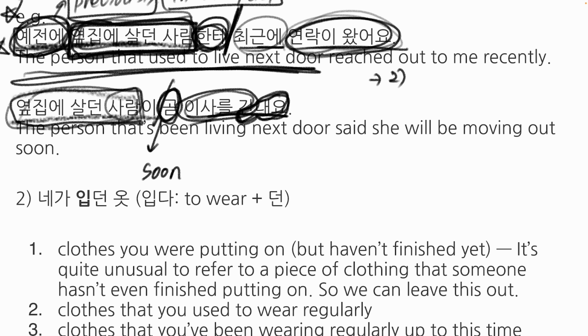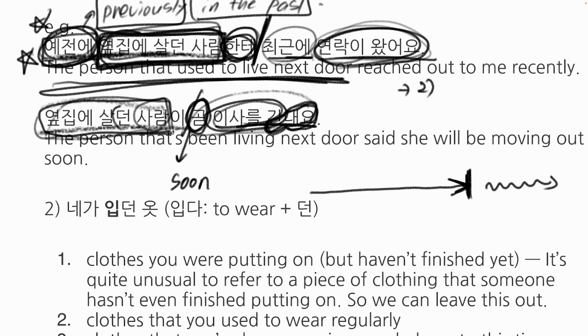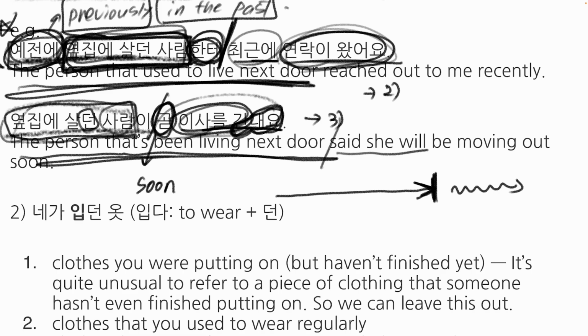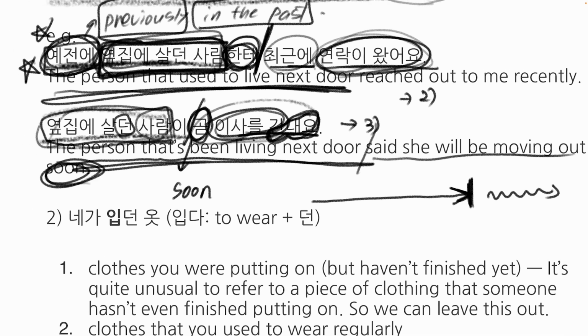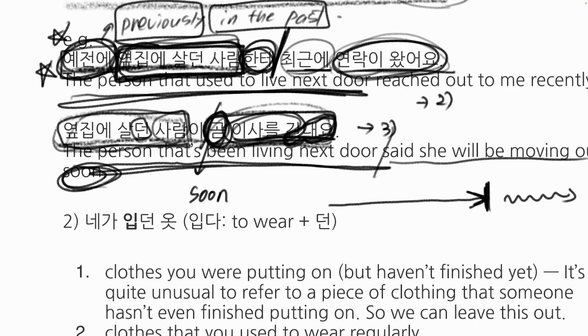Moving out soon, meaning up to this point, that person has been living next door, but will not continue to live there because that person is moving out, right? So this one, 옆집에 살던 사람, would likely mean the third one. The person that's been living next door up to this point said she will be moving out soon. So from 곧 이사를 간대요, from this context, we can figure out what 던 means exactly.